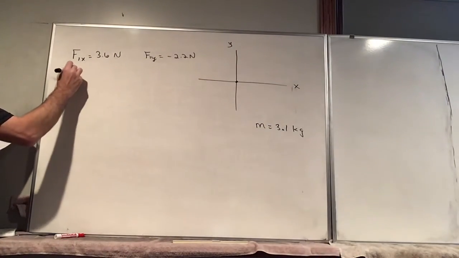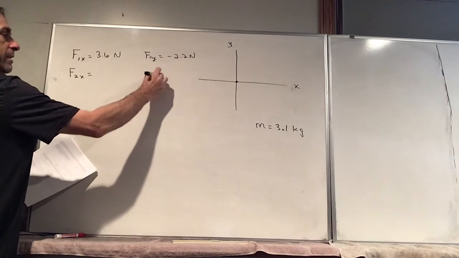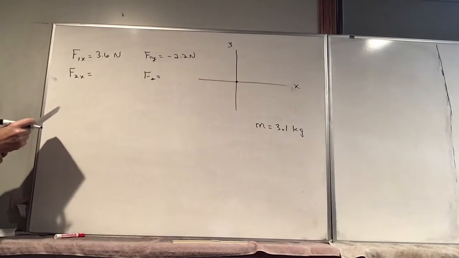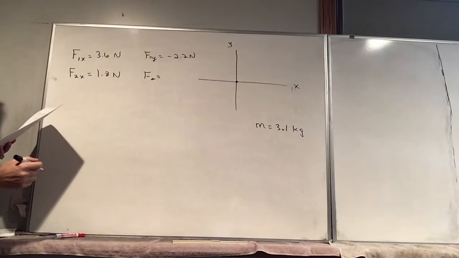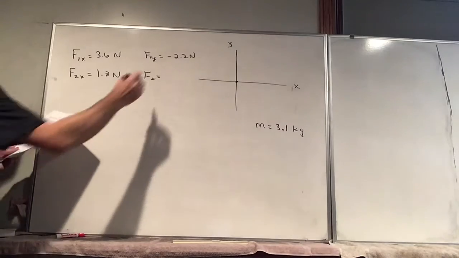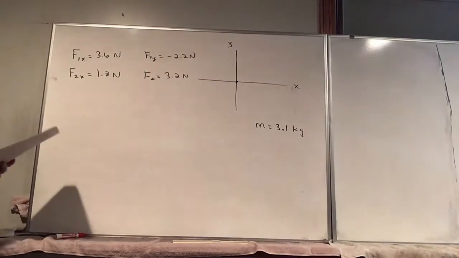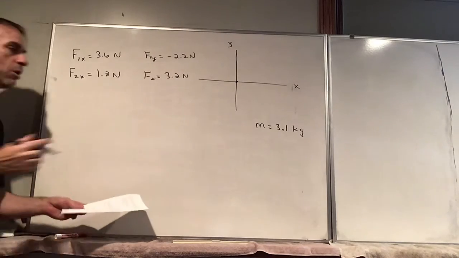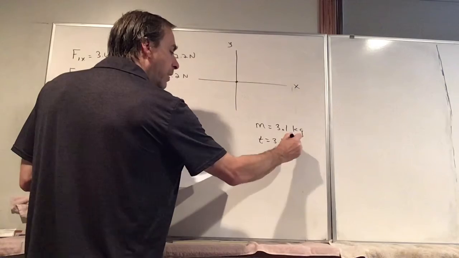And then we're given these 2 forces acting on it. We're given these in component form. This is 1.8 newtons, and F2, the y component, is 3.2 newtons. So the question is, what is the position of the particle after 3.2 seconds?